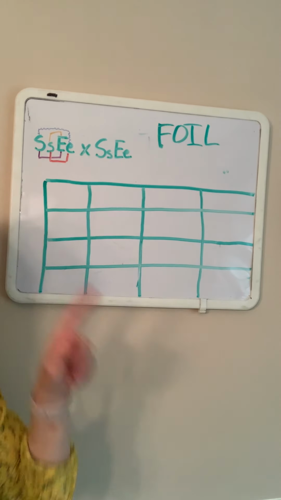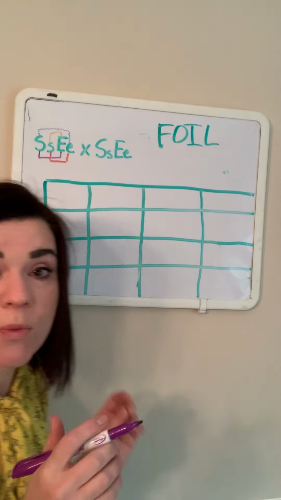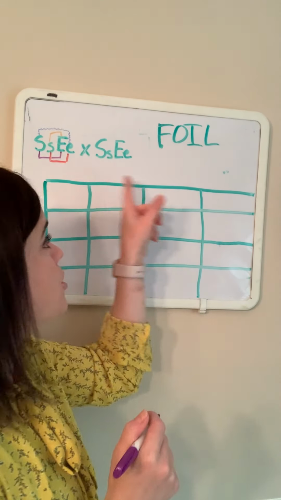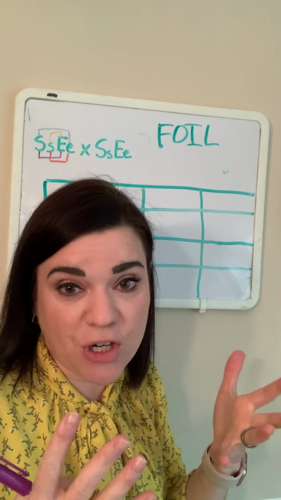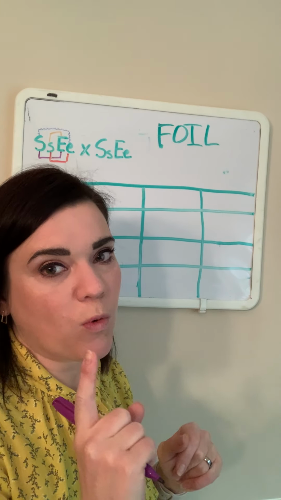So I'm gonna do it on this one. You have to do it for both parents, okay, to figure out what you put on the top and side. Now for this problem, the parents have the same genotype, so you actually only have to do FOIL one time.